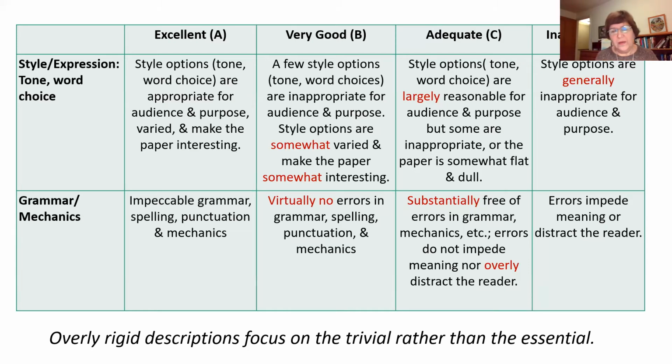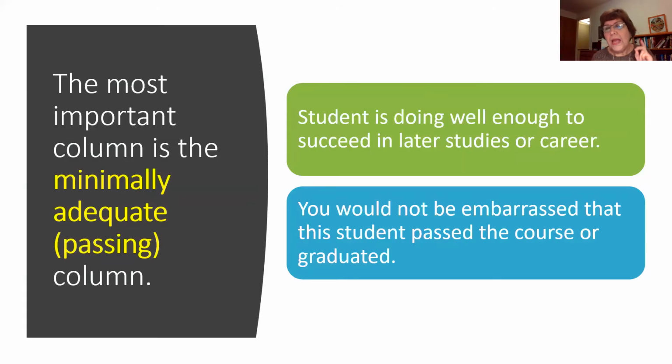Absolutely wrong. The most important column, and the one you want to fill in first, is that minimally adequate column, the one that represents minimally adequate or passing work. It describes not great work, but the student is doing at least well enough that they would succeed in later studies. So for example, for first year writing, they're not brilliant writers, but they're writing well enough that they will do decent work in later classes.